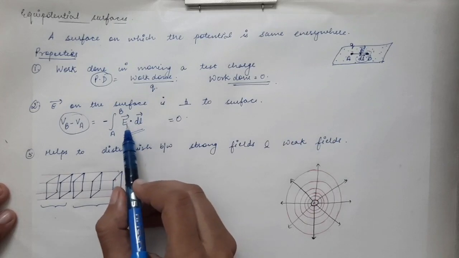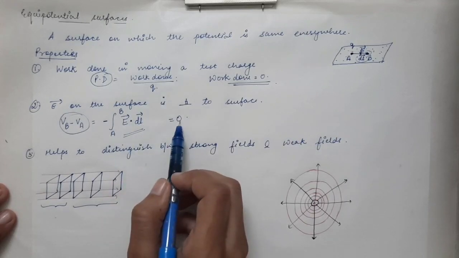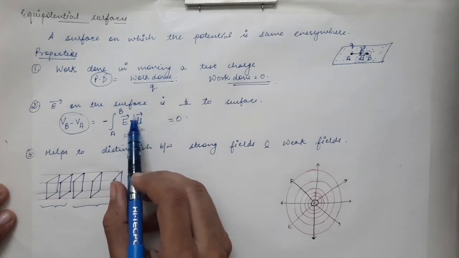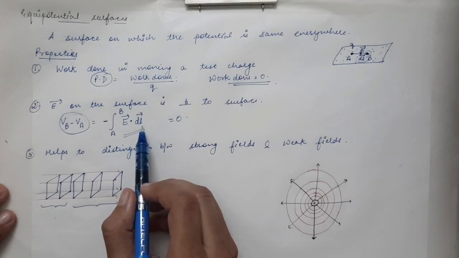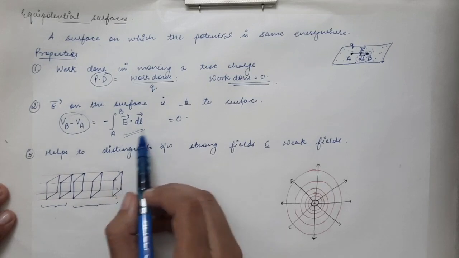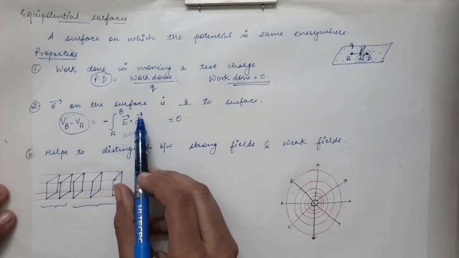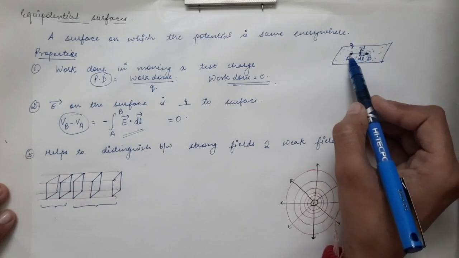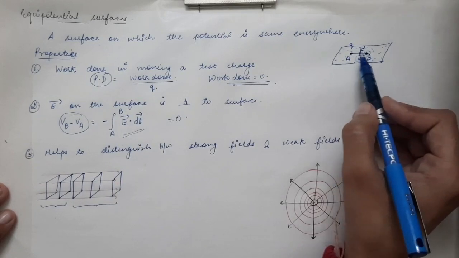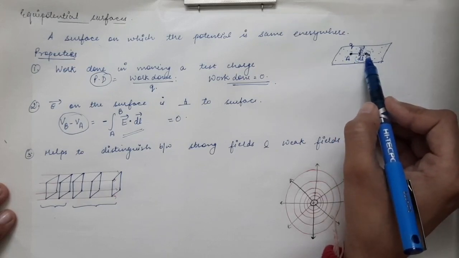And if you talk about E vector dot dl vector, this will be equal to 0 only when the cos of the angle between E vector and dl is equal to 90 degrees. So this term will be equal to 0 when E vector is perpendicular to dl. Now dl will always lie in the plane of the surface because we are moving from one point to another, and this point also lies on the surface and this point also lies on the same surface.